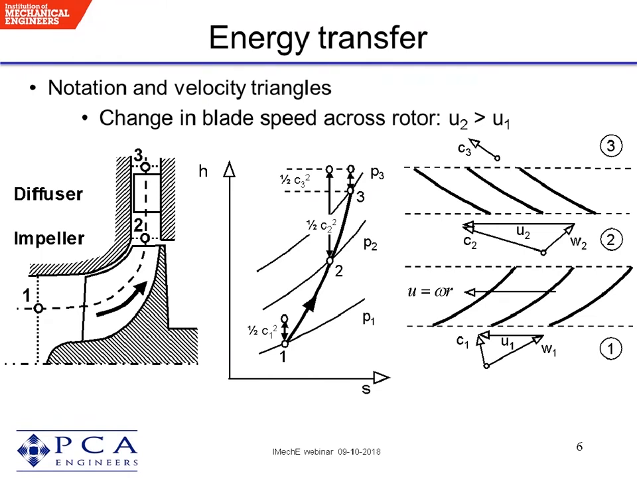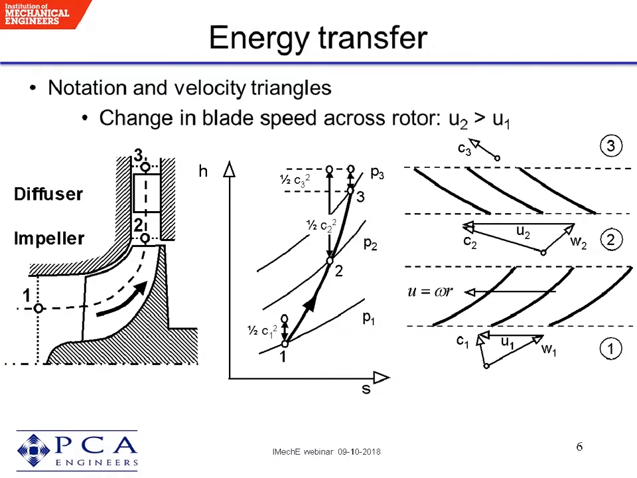This can all be plotted in an HS or Mollier diagram, where you can see the static and the total conditions at those three conditions. And what's important to see is that the impeller produces a pressure rise from P1 to P2, but at the same time produces a very large kinetic energy at the impeller outlet. Roughly 55% of the pressure rise is produced by the impeller, and the diffuser takes the kinetic energy at impeller outlet and slows that down to give another 45% of the pressure rise.